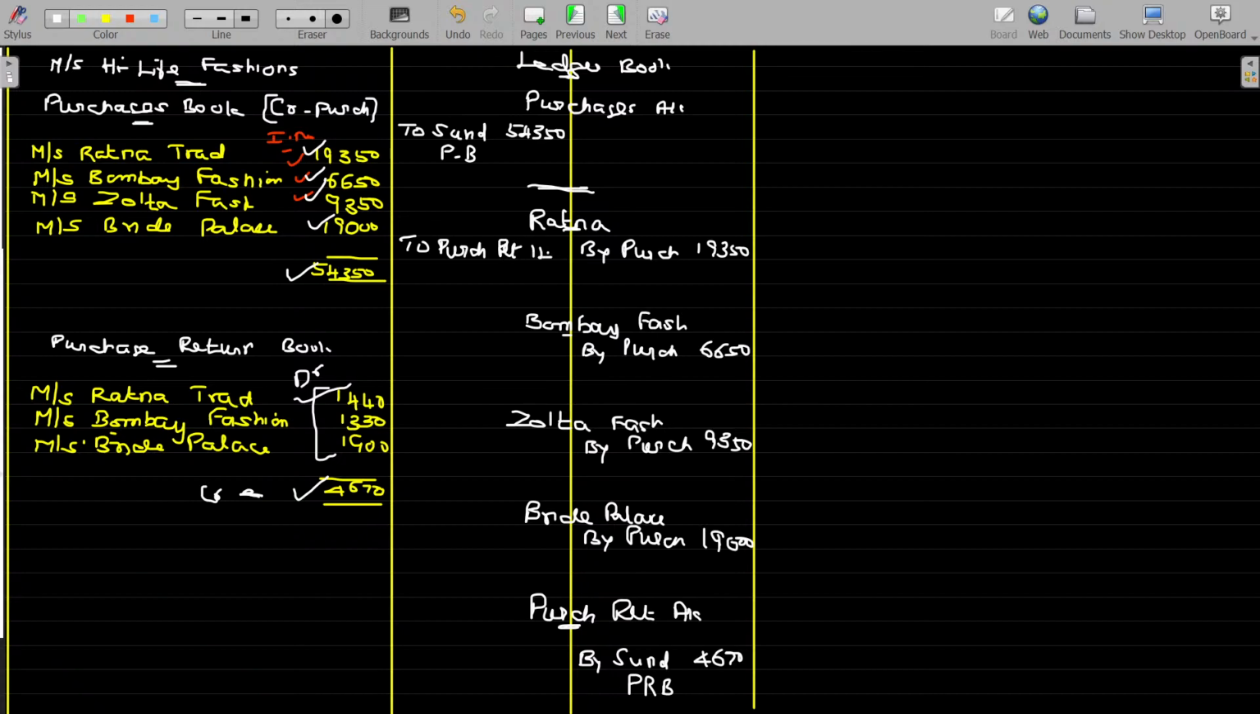This value being 1,440. And Bombay Fashions, in Bombay Fashions to the debit side, to purchase return, the value being 1,330. Bright Palace, in Bright Palace to purchase return, this value being 1,900. Hope you could now understand posting the ledger from the subsidiary books, especially purchases and purchase return book. The same pattern will be followed for sales also. Okay, come on, finish up copying this.